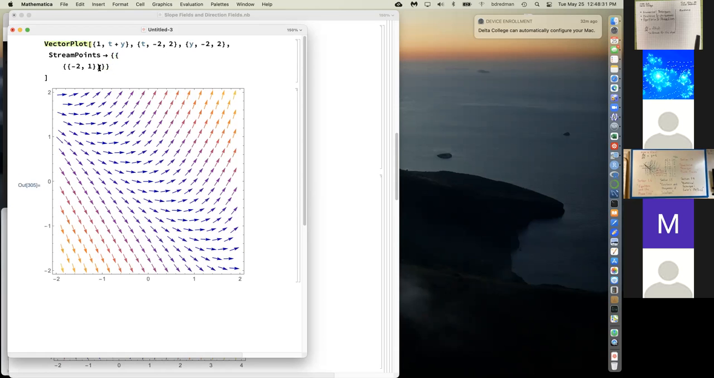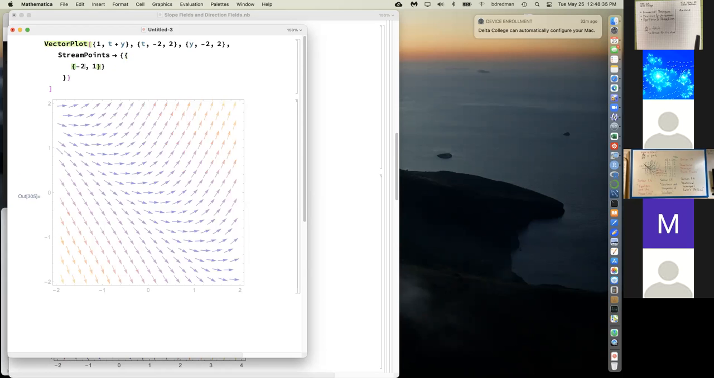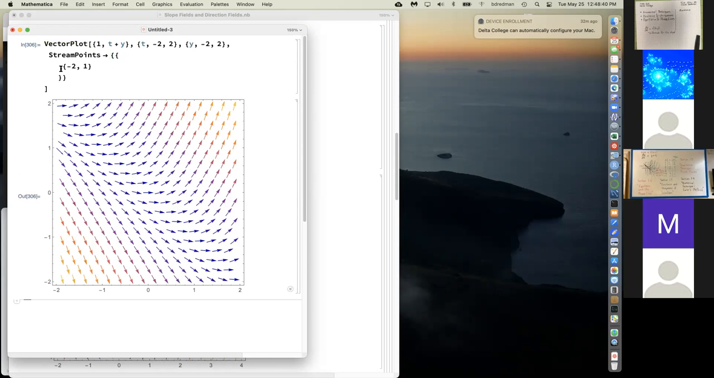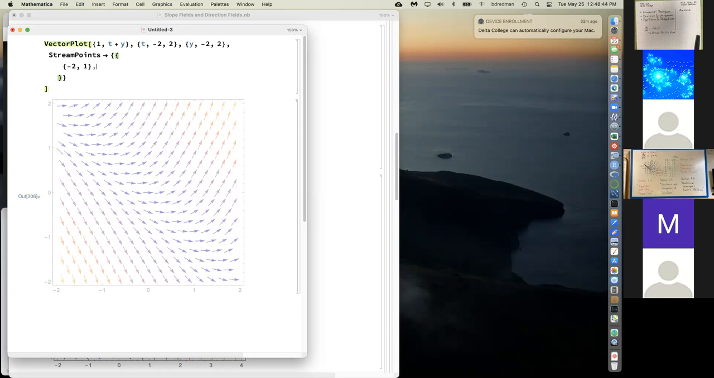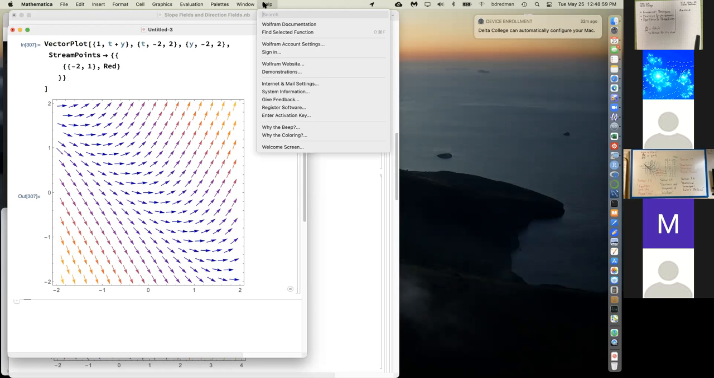Sometimes it helps to delimit things like this. That's not going to help me either. I'll try one more time. Well, this is not very exciting. You know what I should do? I should find out how to type this command correctly. Let me go to Help, Wolfram documentation.